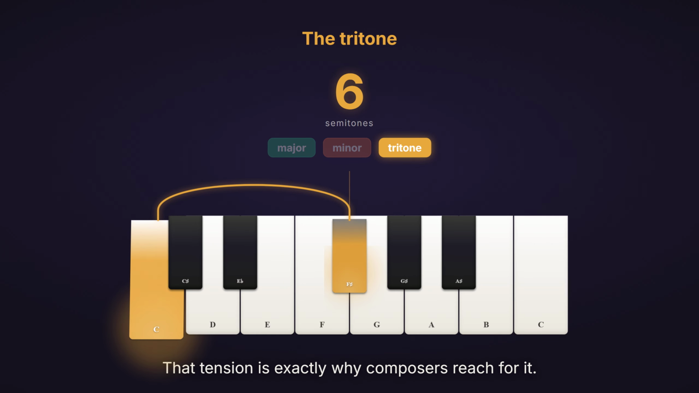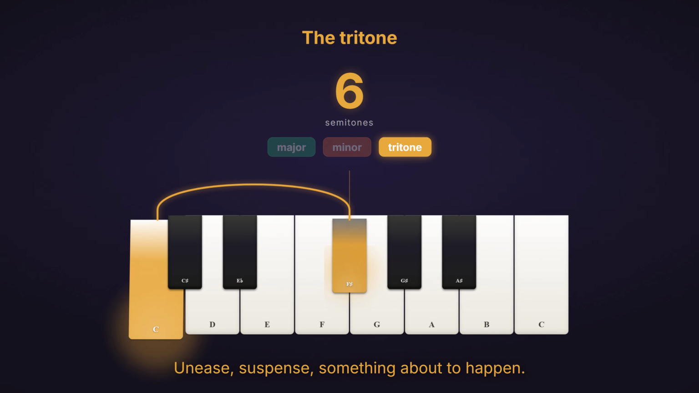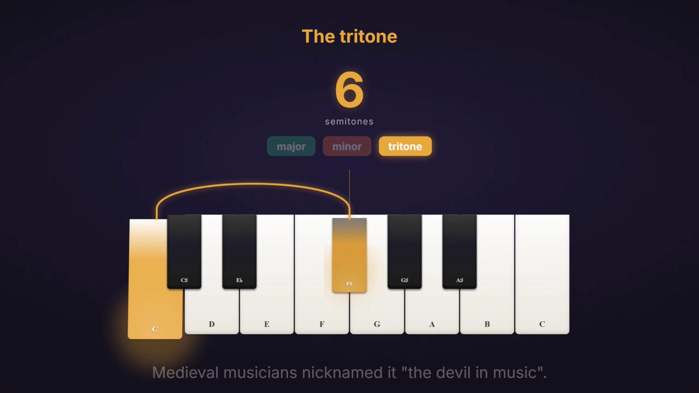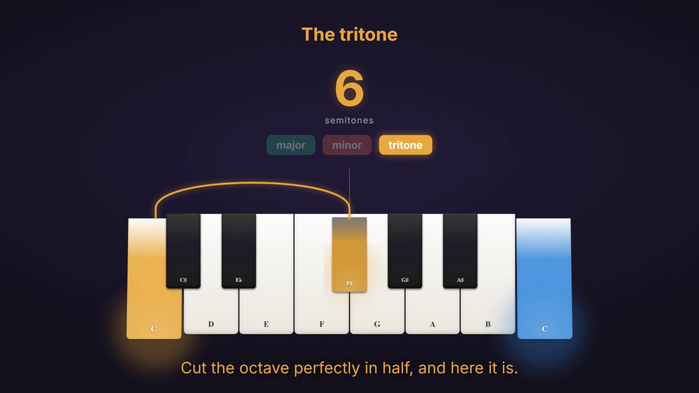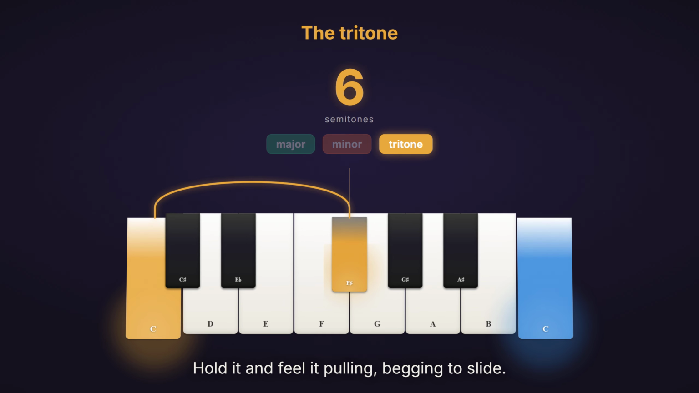That tension is exactly why it is so useful. Composers reach for the tritone whenever they want unease, suspense, or a sense that something is about to happen. Medieval musicians were so unnerved by it that they nicknamed it the devil in music, and tried to keep it out of their singing altogether. The maths behind the feeling is beautifully simple. Cut the octave perfectly in half, and this is the strange, hovering sound you land on, the one note that splits the distance exactly down the middle. Hold it for a second and you can feel it pulling at you, begging to slide a semitone in either direction and finally come to rest.